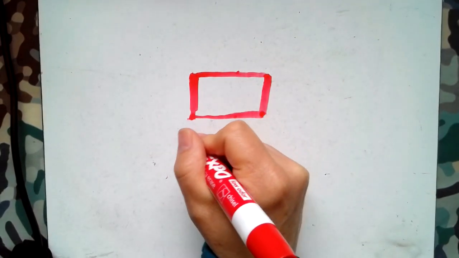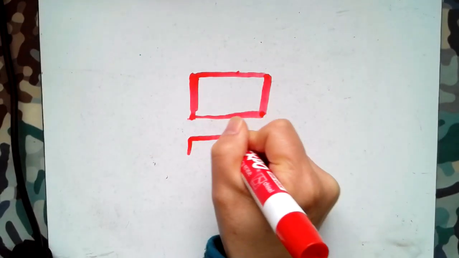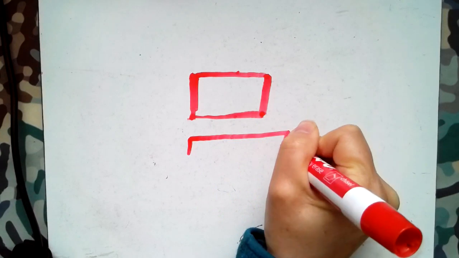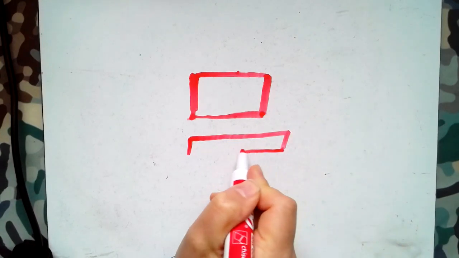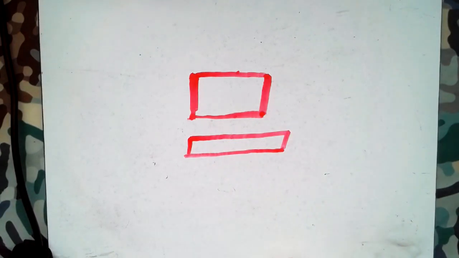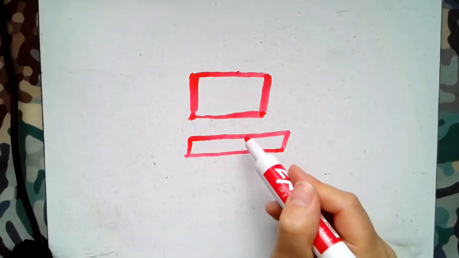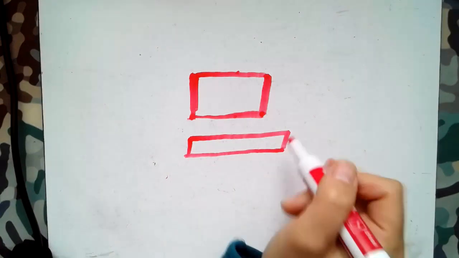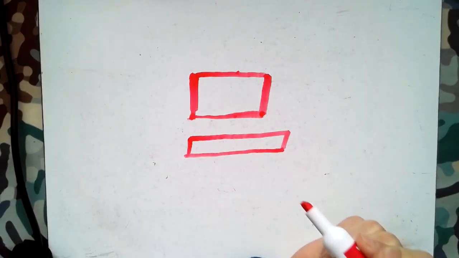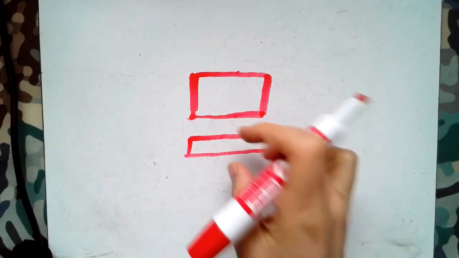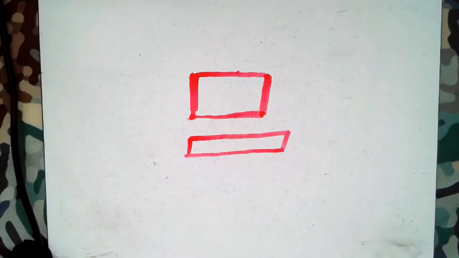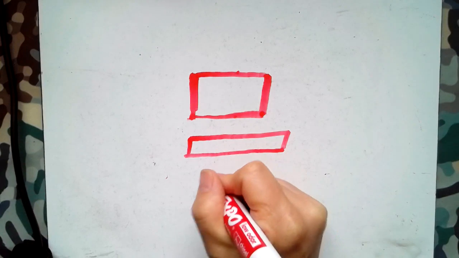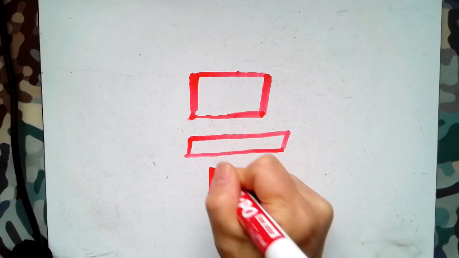Draw another rectangle. Any kind you want. Check your rectangle. Does it have 1, 2, 3, 4 sides and 1, 2, 3, 4 corners? Are they square corners? And are the opposite sides the same length? Great. I'm going to draw another rectangle.